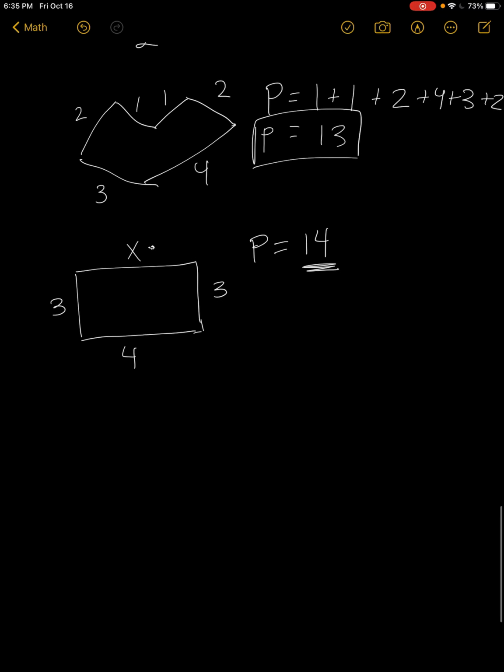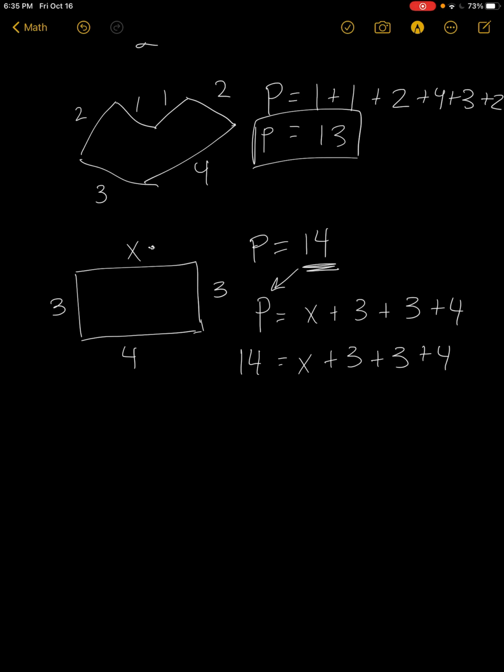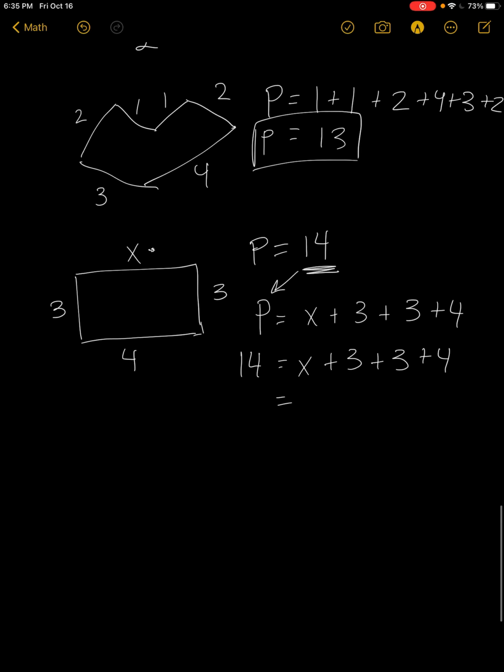Well, I know that perimeter is equal to all the sides added together, right? X plus 3, plus 3, plus 4. And I actually know what the perimeter is, so instead of using P, I can put 14 in for P. And we have X plus 3 plus 3 plus 4. And then I can solve it. It's just an equation, right? Remember, we want to try and get X by itself on one side. This time it's on the right side. It doesn't matter what side it's on.